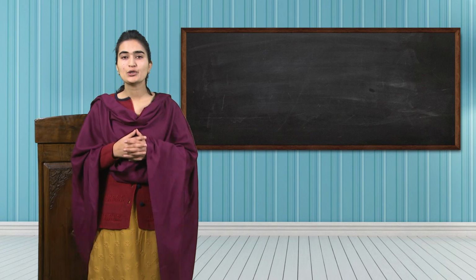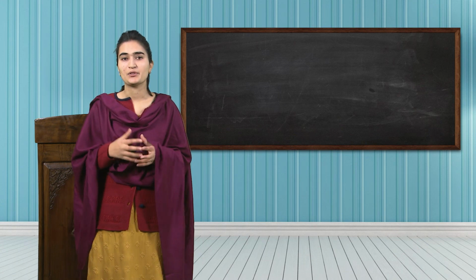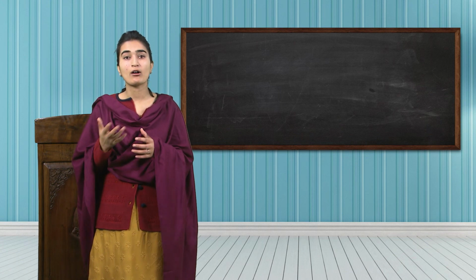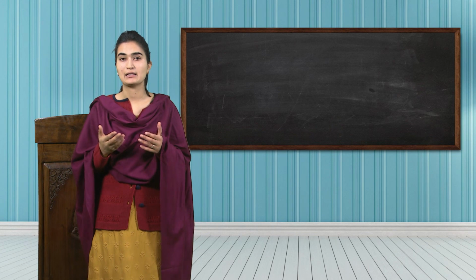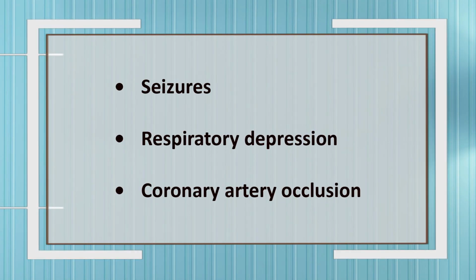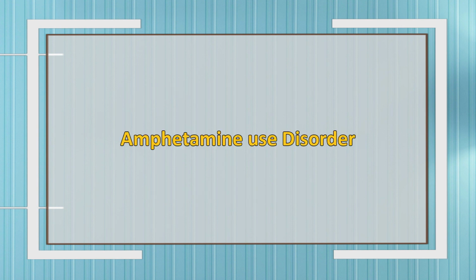The complications of chronic cocaine use include acute anxiety reaction, uncontrolled compulsive behavior, psychotic episodes, delirium, and delusional disorder. High doses of cocaine can often lead to seizures, respiratory depression, coronary artery occlusion, myocardial infarction, lung damage, gastrointestinal necrosis. Now coming to amphetamine use disorder.